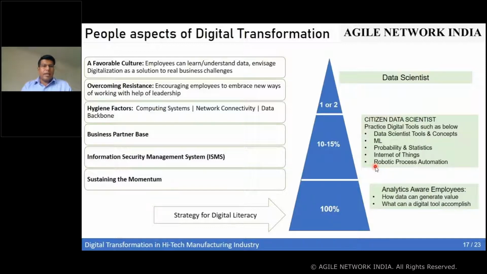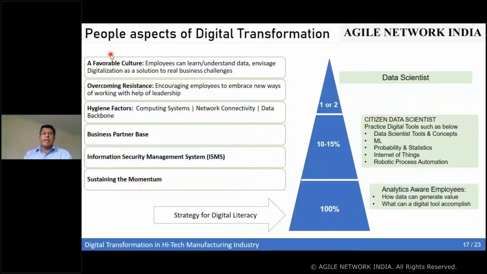It helped us. Some of the other prerequisites we are discussing: a favorable culture, where employees can learn, understand data, and envisage digitalization as a solution to business problems.